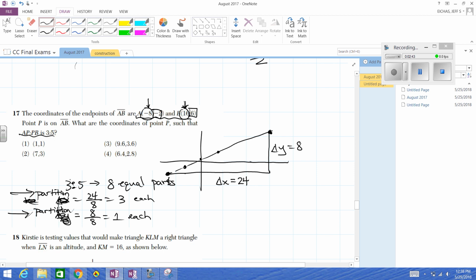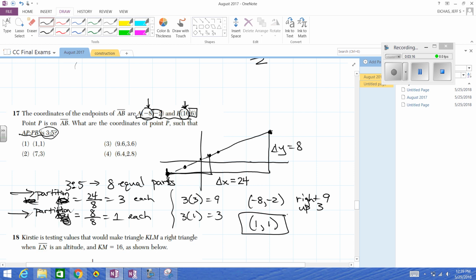What we want to do is figure out the location for 3 of them. So I said, all right, what's 3 of these 3's? We're going to move 9. 3 of these 1's is 3. So I've got to move from here. I got to go right 9, up 3. So from -8, -2, I got to go right 9, up 3. All right, that's going to take me to 1, 1. That's not easy to comprehend. There are other ways of doing that, but that's how I'm going to show it.